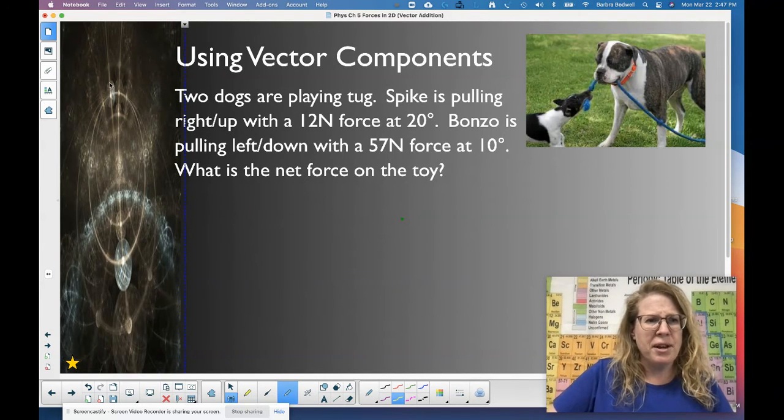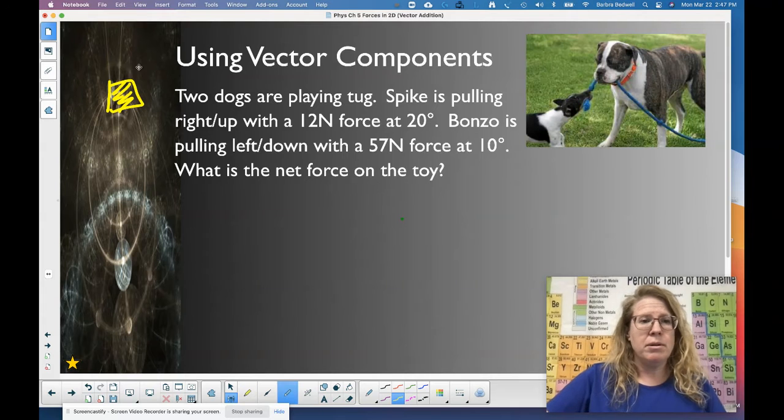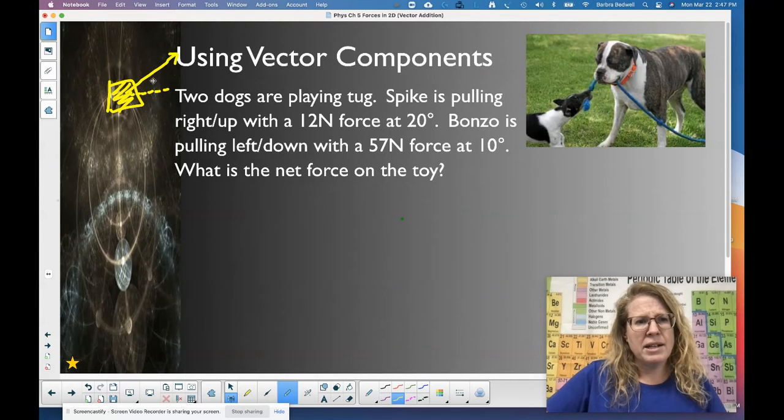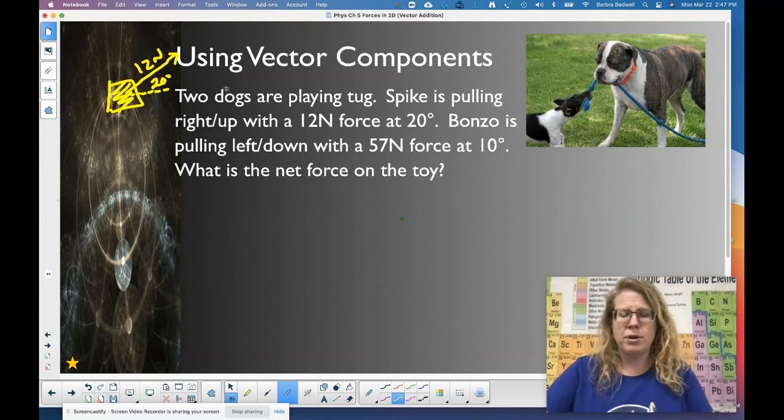So here's our tug toy right here. We've got two forces on it. Spike is pulling right and up with a 12 Newton force at 20 degrees. So there's my imaginary horizontal. To the right and up, that's this way, at 20 degrees, and it looks like 12 newtons of force. So that's one applied force.